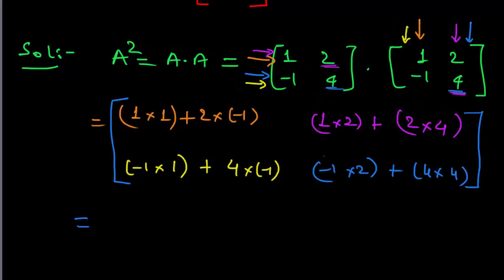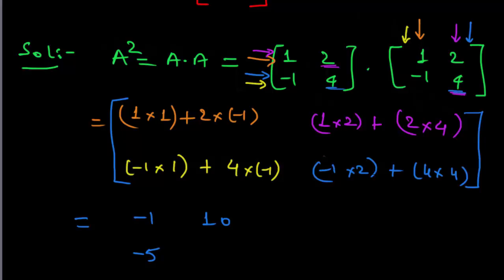So we have 1 into 1 is 1 plus 2 into minus 1 is minus 2. So 1 minus 2 is minus 1. 1 into 2 is 2 plus 2 into 4 is 8. So 2 plus 8 is 10. Next, minus 1 into 1 is minus 1 plus 4 into minus 1 is minus 4. So minus 1 minus 4, this is minus 5.